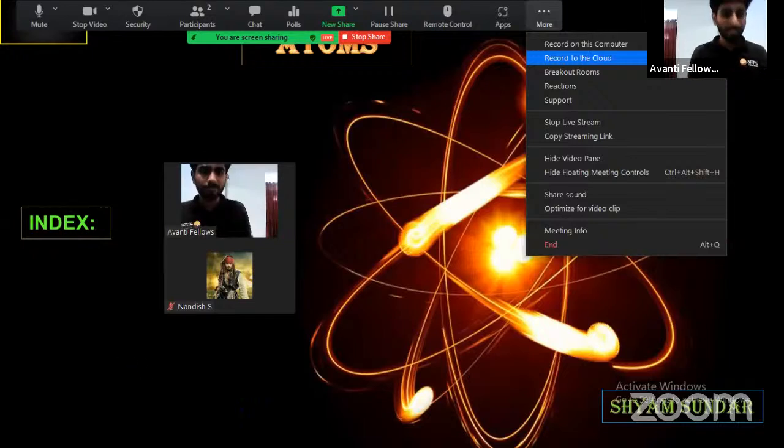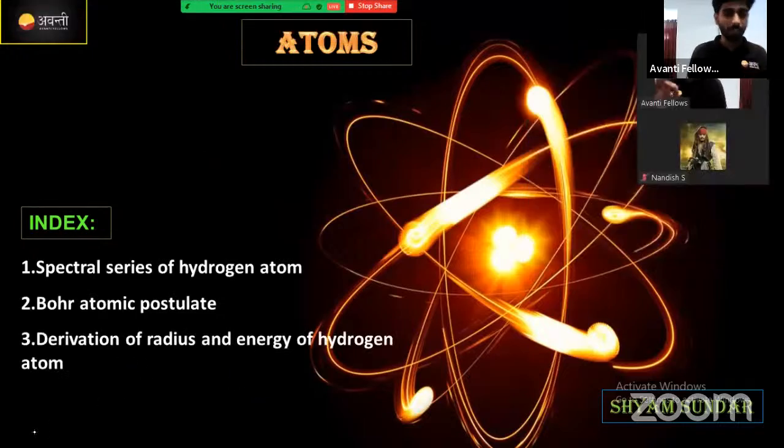Today, what are the things we are going to discuss? Look here, I took three things. First thing is the spectral series of a hydrogen atom. Next is Bohr's atomic postulates, and later on we are going to derive the radius and energy of a hydrogen atom. These are the three things we are going to discuss in this class. Before starting the class, let's take a quick recall of what we discussed in the previous class.